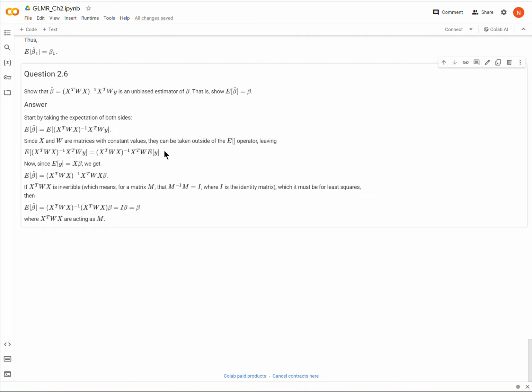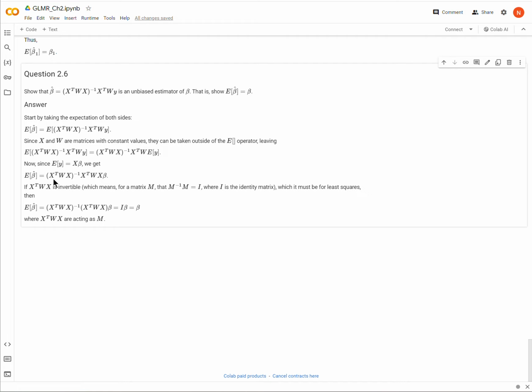Well, what is the expectation of y? Well, it's our linear model, right? It's X beta. So now we have the same formula as we had previously, but now where y is X beta. This is the expected value of beta hat. Now what we want to show again is that this is equal to beta, but we have all of these other terms in the way. So what's up with that?